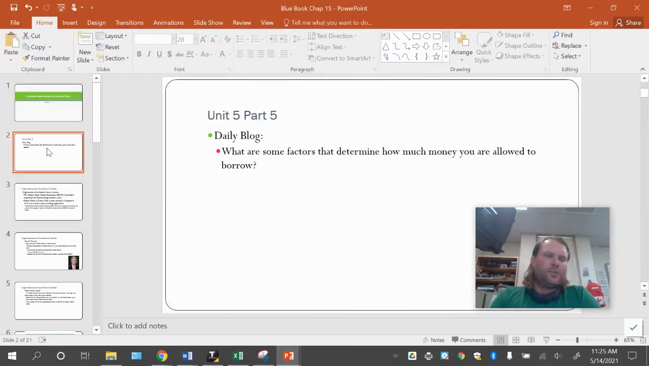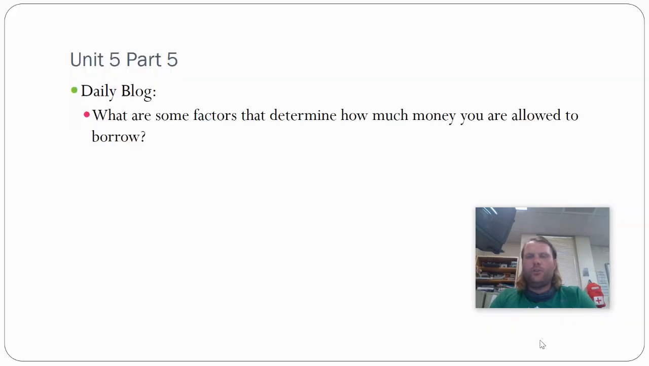But let's get started. So, first of all, just a quick little reminder on what are some factors that determine how much money you are allowed to borrow. Hopefully you're putting something in there about how much money you make. Do you have other loans out? Those are really the big ones. The rest of the economy, maybe you have to have a job and things like that. So that kind of goes with how much money you make. But really, that's what it eventually boils down to.